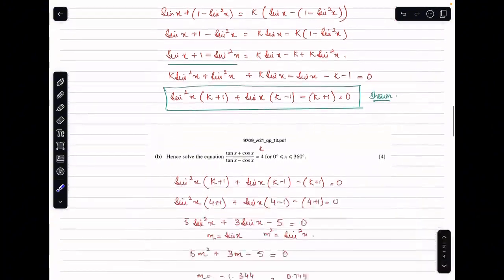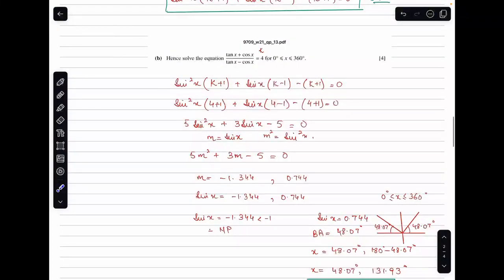Now, part 2 of the question. Part 2 says, hence solve the equation tan x plus cos x over tan x minus cos x equals 4 for 0 to 360 degrees. Initially in part A, this left side was equal to k. So now if it is given as 4, then the k value is taken as 4. That means to solve the equation, we have been given the k value.